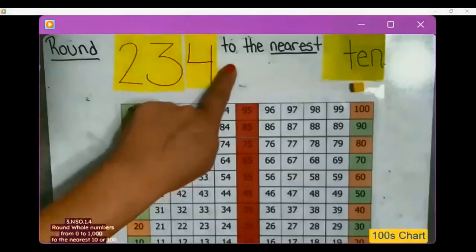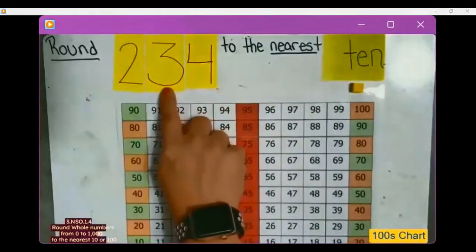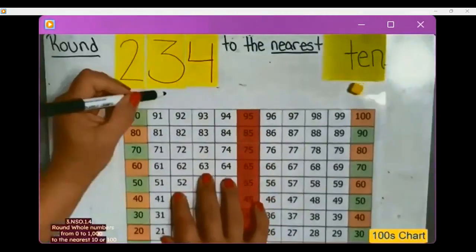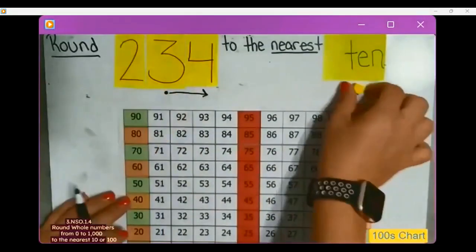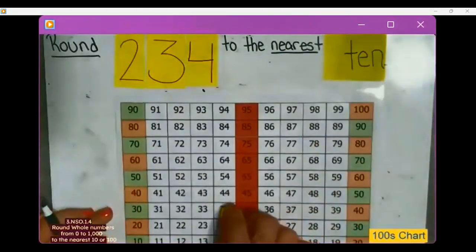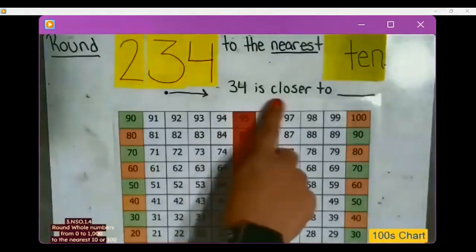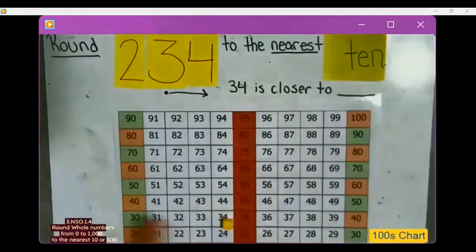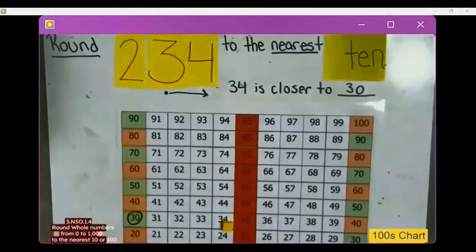Begin by bringing back the 100s chart and focusing on just rounding to the nearest 10. Students must identify which digit is in the tens place value and understand that we use the ones digit to complete the number that we are rounding. So in this case, 34 is closer, and students can see the two tens that are going to be referred to as the end marks of the possibilities that it could round to.